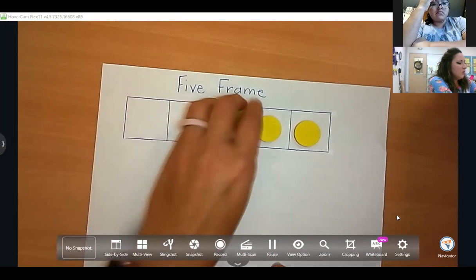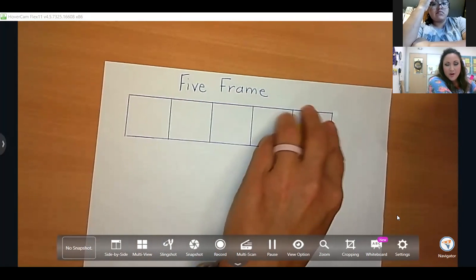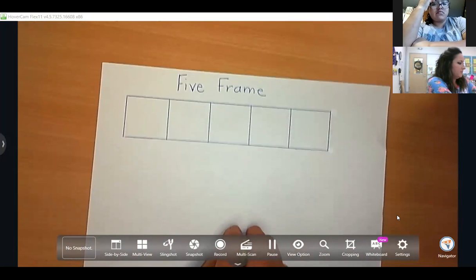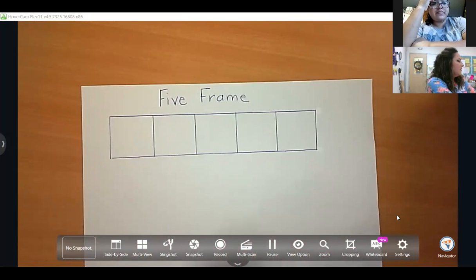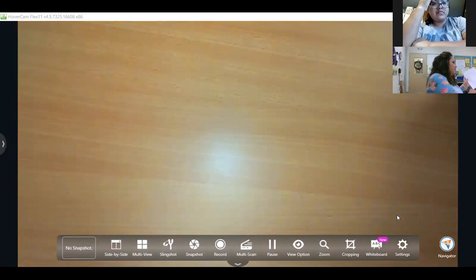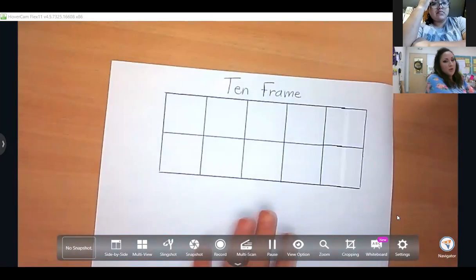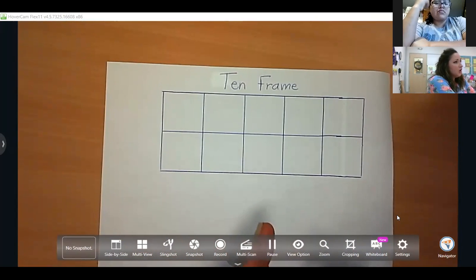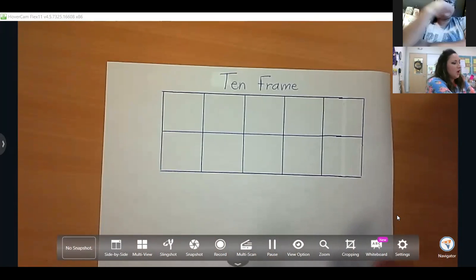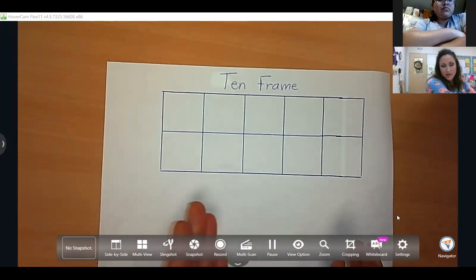If you have any questions about how to use a 5 frame, ask. I'm going to move on to the 10 frame, which is just a double of the 5 frame. In kindergarten, this becomes a sense of 10. So you want to know what comes 1 less, 1 more than any number within 10.